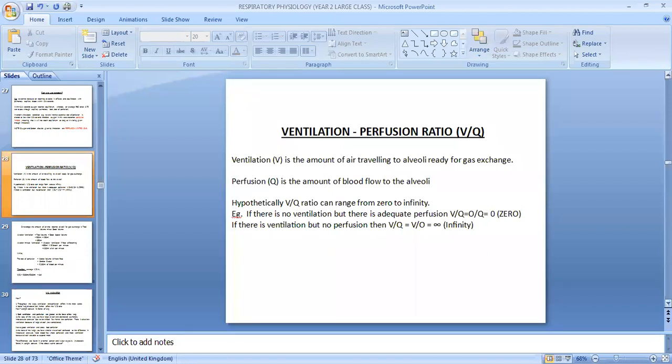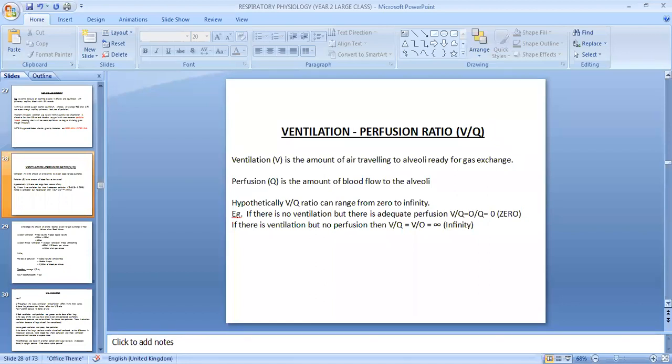Hypothetically, the VQ ratio, ventilation perfusion ratio, can range from 0 to infinity. Why? If there is no ventilation but there is adequate perfusion, then V is 0 and Q is a number. Any 0 that you divide by any number, the answer is 0. So where there is no ventilation, air is not getting into that alveolus, the VQ ratio of that part is 0.